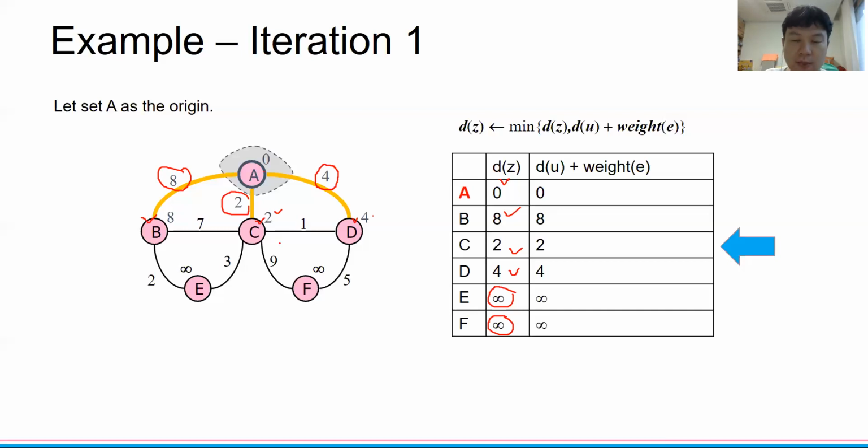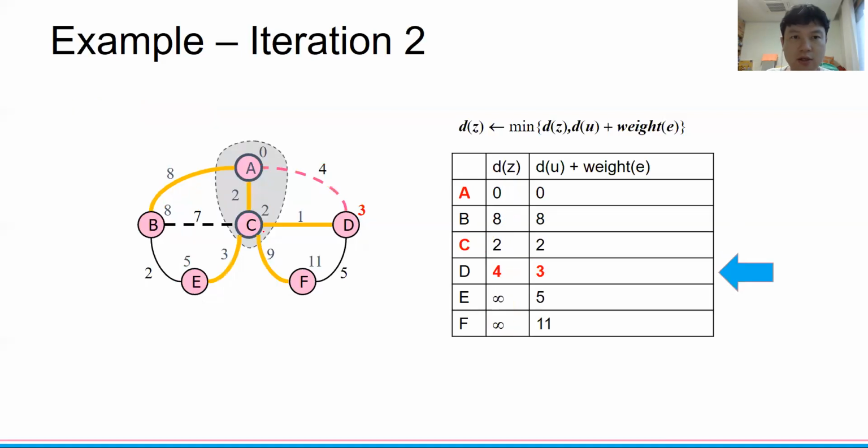So among the options B, C, and D, we will choose the minimum. The minimum is C. So we will explore the next node, which is C. In iteration 2, we go to C, and after we know that A is connected to C, we explore again for all the respective nodes.